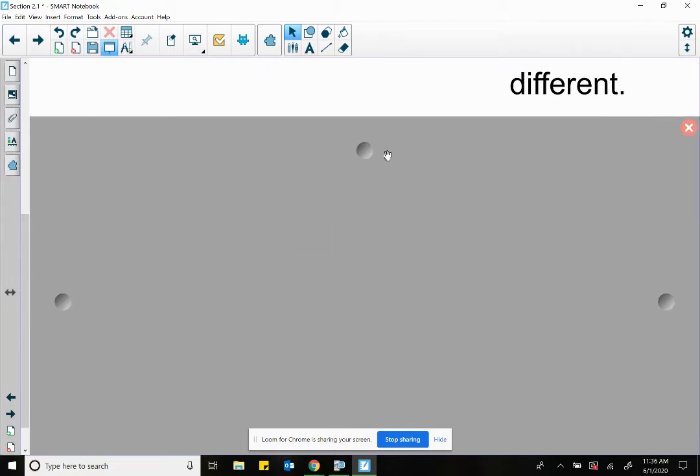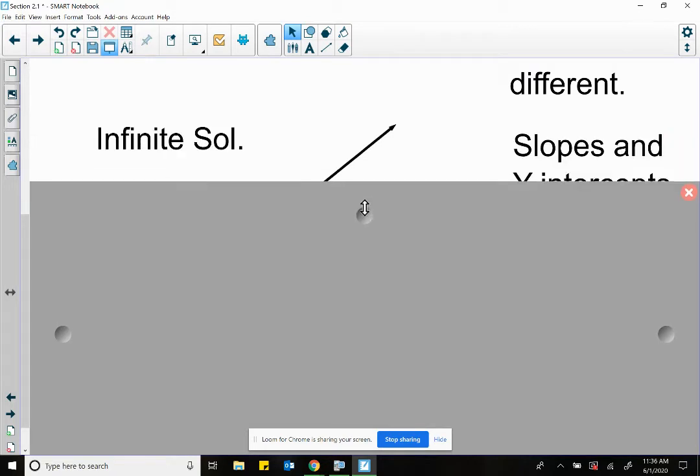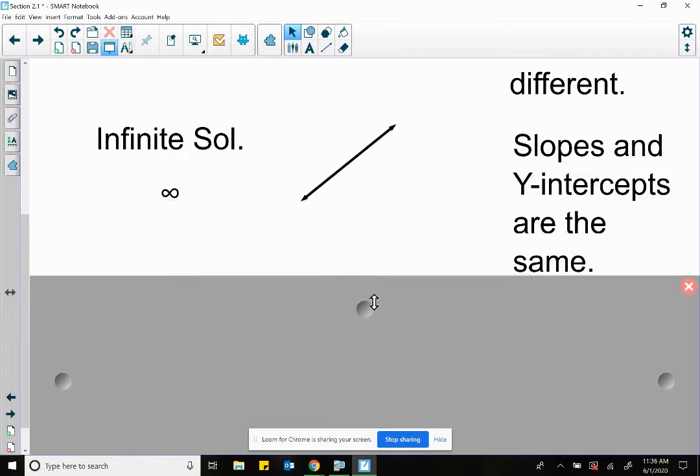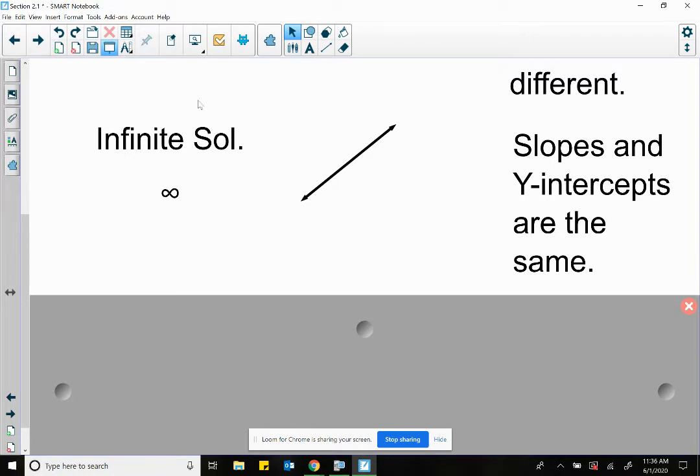Another type of solution you can end up with is an infinite solution. That's the sideways infinity symbol you see there, kind of like a sideways 8. If you graph it, it's going to look like one line, which makes sense, because if both of them are the same line, then they share an infinite amount of points in common. So with infinite solutions, when you graph them, they look like one line.